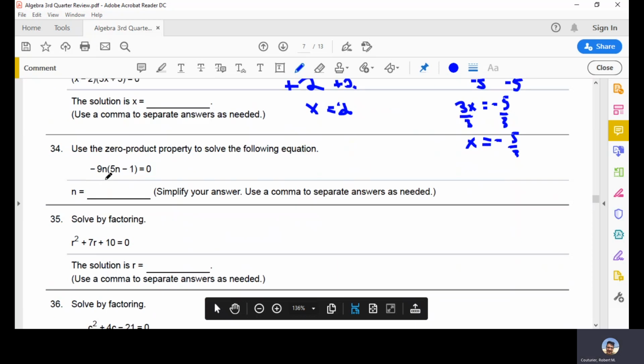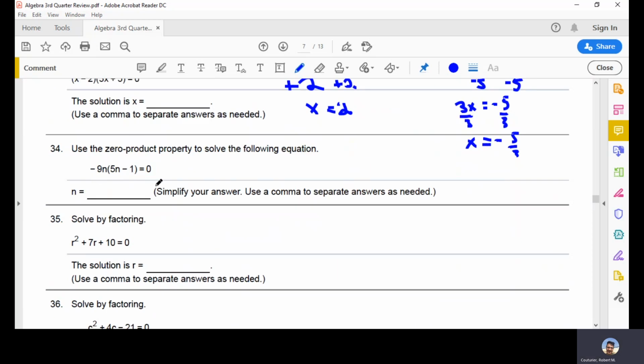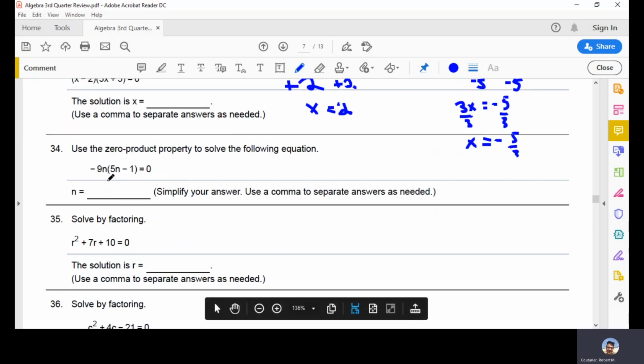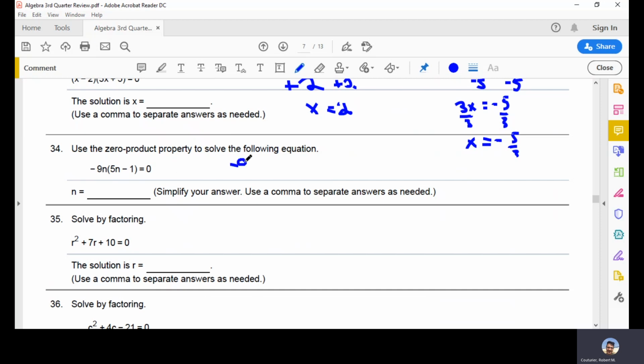Again, zero product rule. This is the one that, for whatever reason, gets people confused a little bit because you're so used to seeing 2 sets of parentheses. There's still 2 solutions here. You have negative 9, there's one factor, equals 0. And then you have a 5n minus 1 equals 0. Okay, so you divide both sides by negative 9.